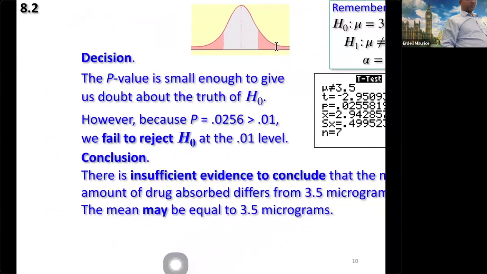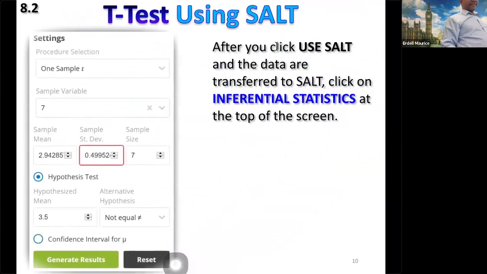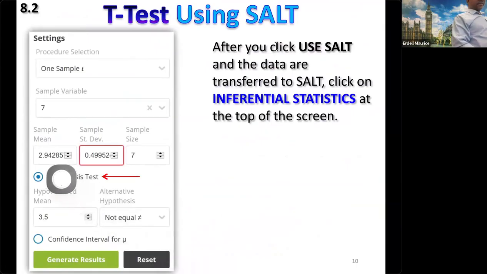Okay. I just showed you guys how to plug all of this into SALT. Again, you need 4 numbers: the sample mean, the sample standard deviation, the sample size, and the hypothesized mean, 3.5. And of course, you choose what kind of alternative you have. In this case, it was a 2-tailed test, and so we chose not equal to.